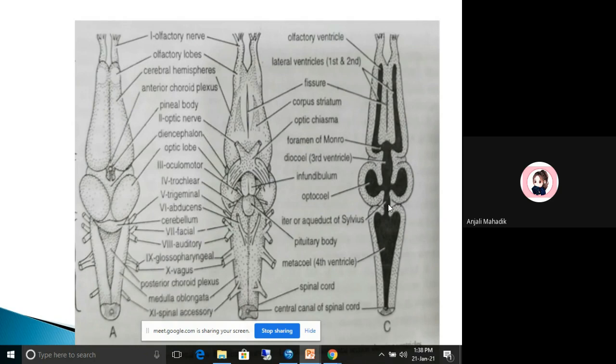MCQs are asked on this in theory. What is the name of the canal between the optocele and metacele? The narrow canal between the optocele and metacele is called the iter, or another name, aqueduct of Sylvius. And the fourth ventricle, also called the medulla oblongata cavity, is called the metacele.